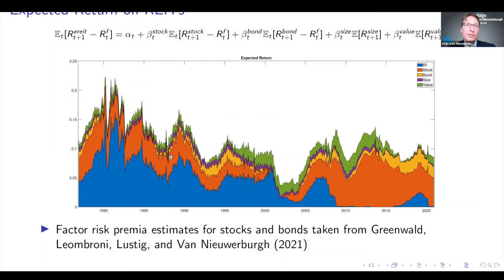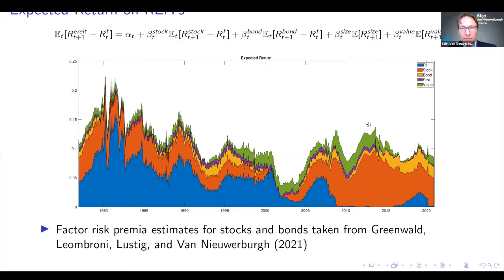Basically, how much of the REIT return plus the risk-free rate, right? So if you think of the expected return, it's the risk-free rate plus these four risk premia. And so that's what I'm plotting here. I'm plotting this expected return, and the expected return is the risk-free rate, which is the blue area, plus the risk premium for exposure to stock market risk, which is the red area, plus a risk premium for exposure to bond market risk, which is the yellow area, plus a risk premium for small stock risk, purple, and value stock risk, green.